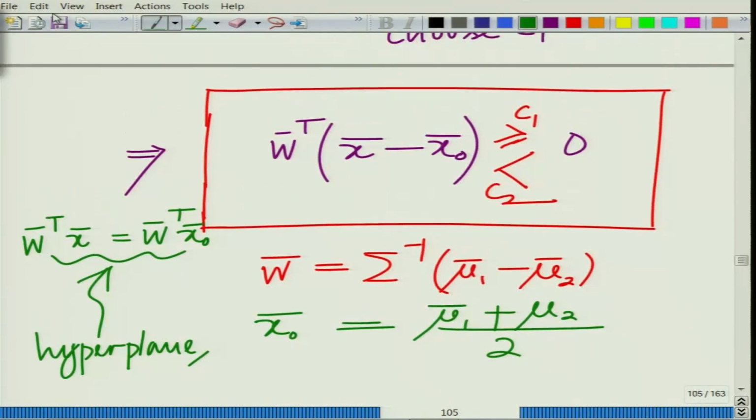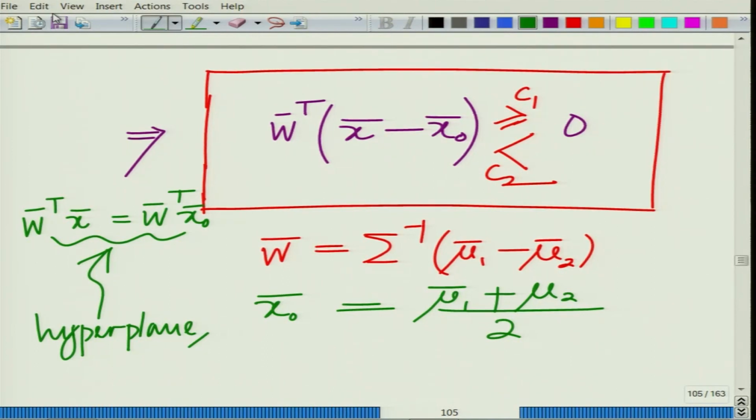So, that is essentially what this is saying, and so this is the condition. Choose C1 if W bar transpose, and this is also known as a discriminant. Now, why is this very interesting? Let us look at a simplification.